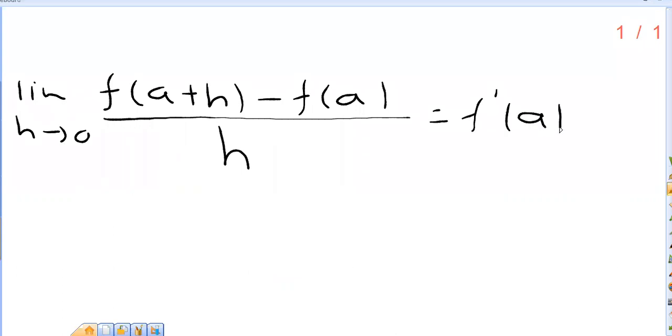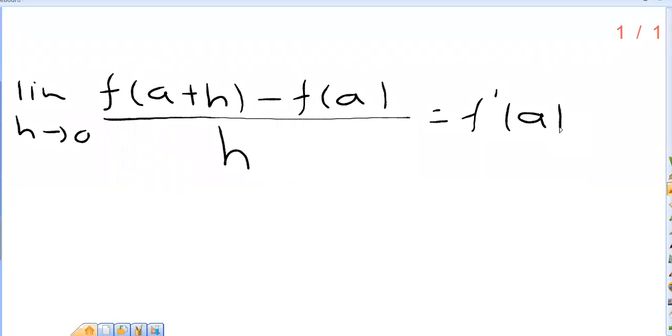Now this has to exist because I have said that this is a differentiable function. Now it is called instantaneous rate of change of the function f at x equal to a. I repeat, f dash of a is called instantaneous rate of change of the function f at x equal to a. Hence we can say that the derivative, that is f dash of a, measures the rate of change of function f at x equal to a. Thus the derivative of a function is a rate measurer of the function.